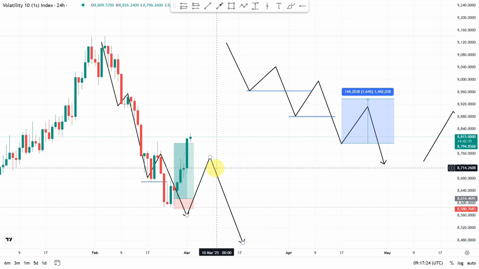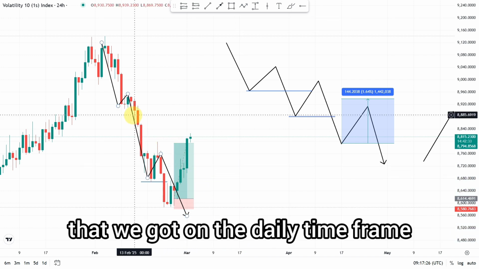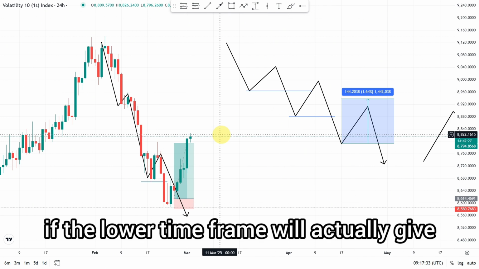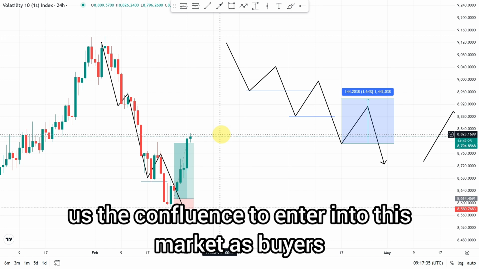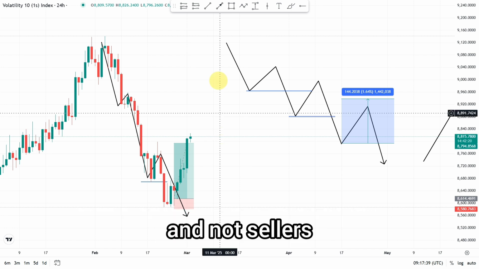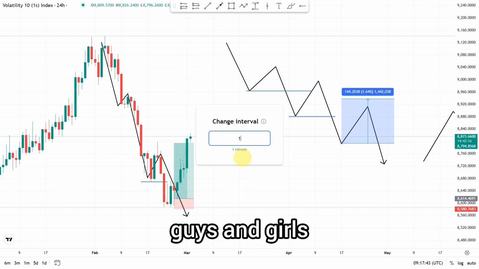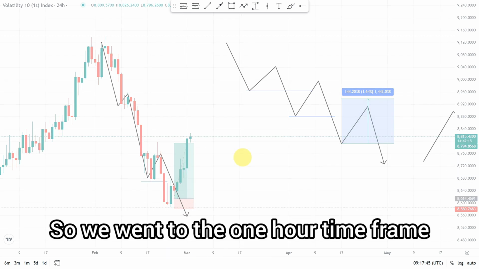So we said, okay, this is the first information that we got on the daily time frame. Now let us see if the lower time frame will give us the confidence to enter this market as buyers and not sellers, because hey, from here to here was a lot of pips, guys and girls. So we went to the 1 hour time frame.